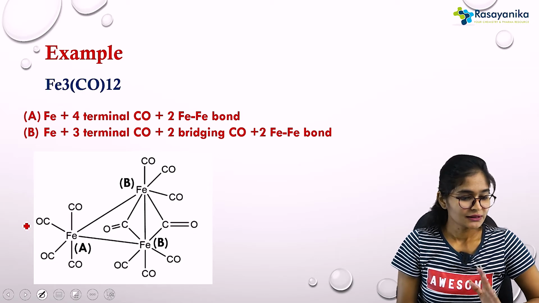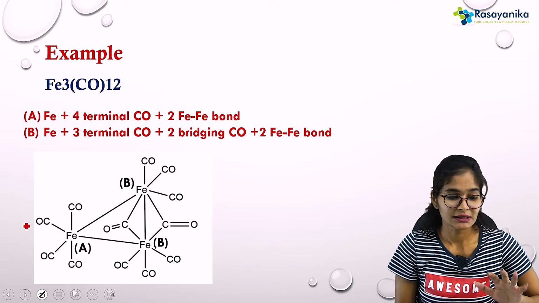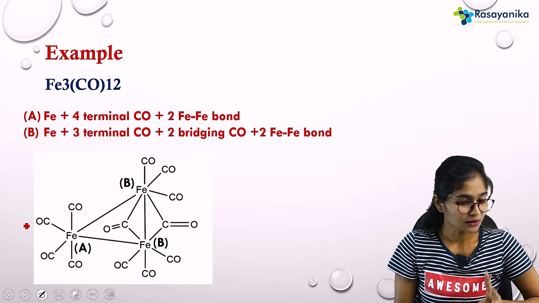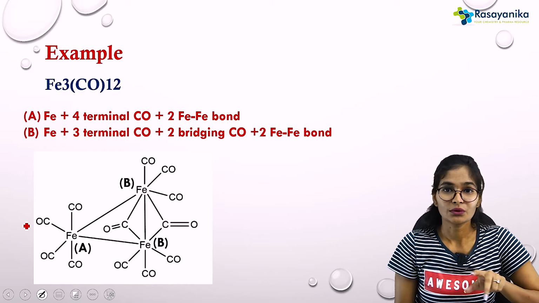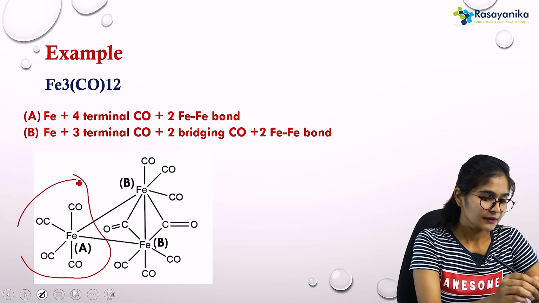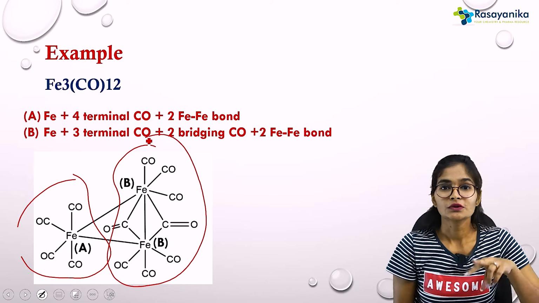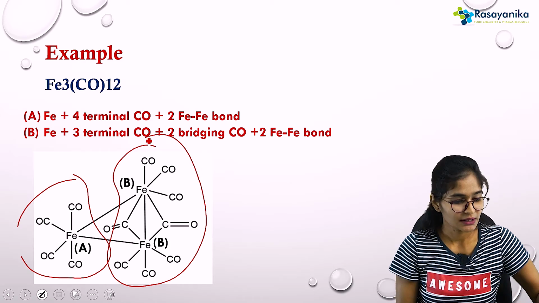So in case of Fe3(CO)12, as you can see in the picture of the structure, you can see two types of Fe and CO environment overall in the structure. So this is one type I have shown as A, and this overall part is B, that is two types of Fe and CO environment you can see.